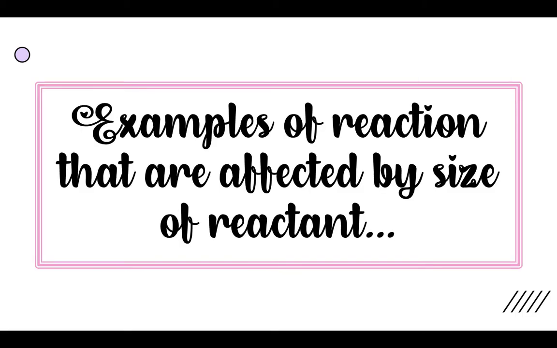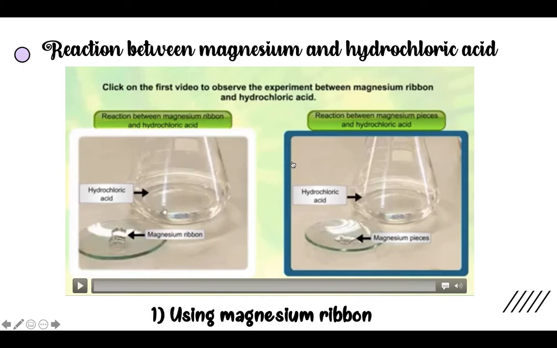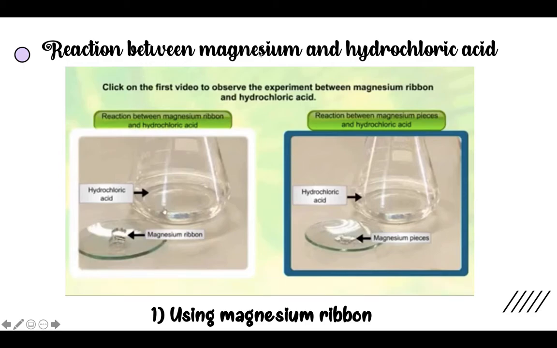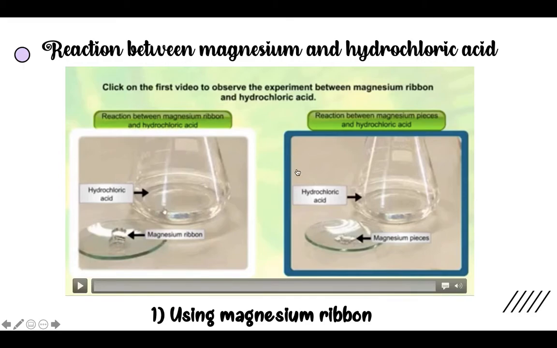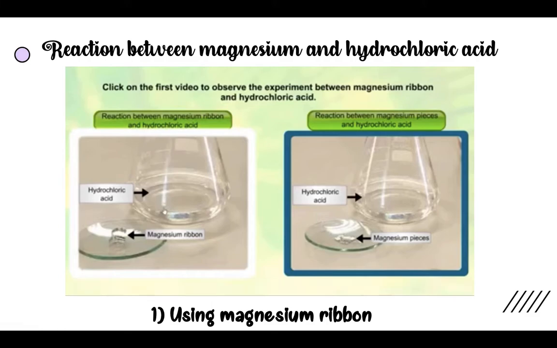Okay, seterusnya kita akan tengok examples of reaction that are affected by size of reactant. Okay, number 1, reaction between magnesium and hydrochloric acid. So untuk reaction ni kita akan tengok one is magnesium ribbon with hydrochloric acid. Inilah ribbon dia. Jadi it is a quite big size compared to another one, dia guna magnesium pieces. Pieces ni just like yang di crushkan. Jadi powder tu dalam bentuk ketulan-ketulan, besar sikit lah daripada powder. Okay.